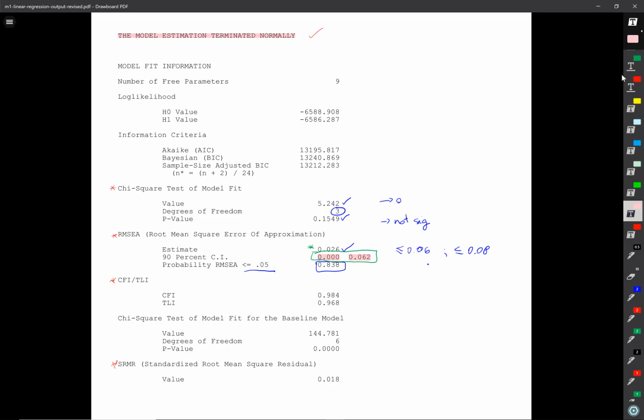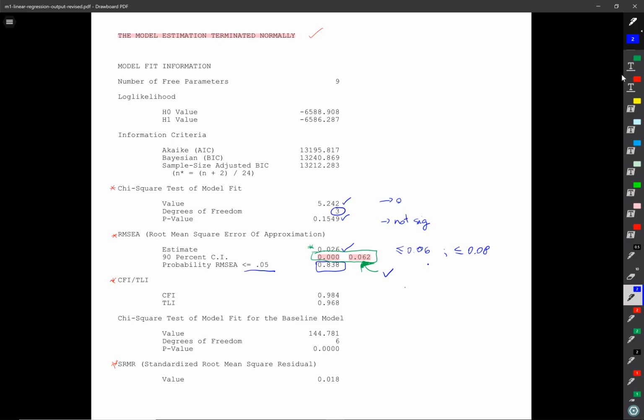Ideally, you would want these to be quite close together because that means there's a lot of precision in measuring that RMSEA coefficient. And also, you would probably very much like to have the upper bound be below 0.06 or at least below 0.08 because it means that the actual RMSEA estimate is definitely below those thresholds. So we get a further tick mark here.